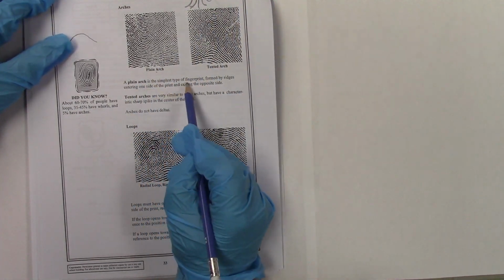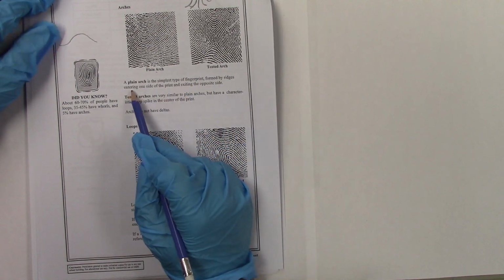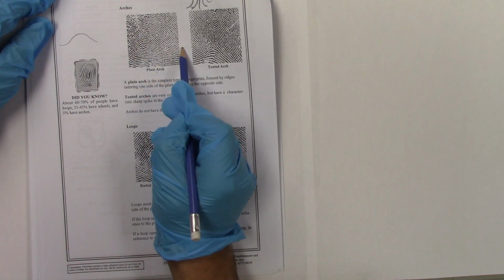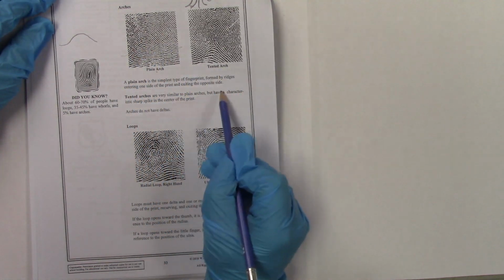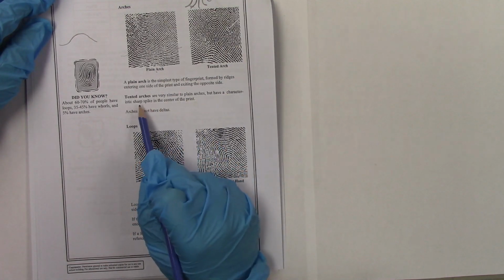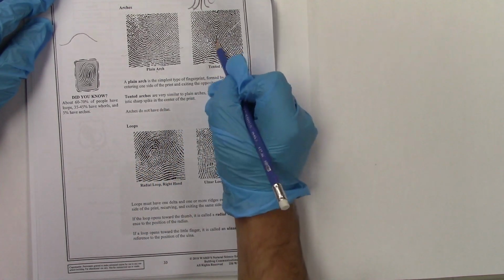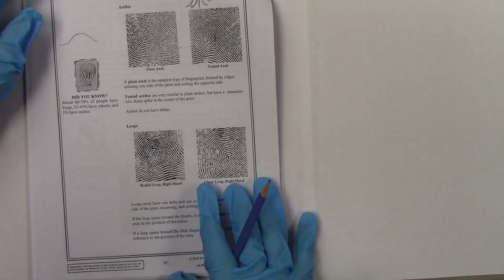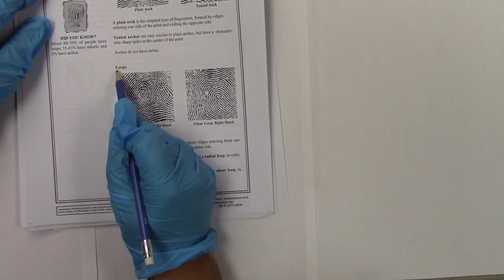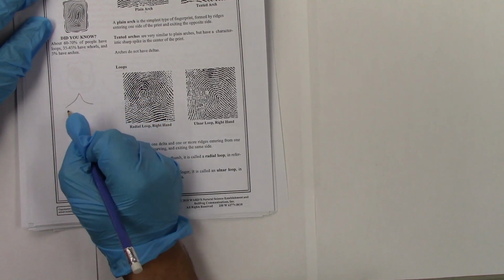A plain arch is the simplest type of fingerprint formed by ridges entering one side of the print and exiting the opposite. They enter one side, they exit the opposite, and they have a slight bump in them, right? Tented arches are very similar to plain arches, but they have a characteristic spike in the center. There's the spike. Arches do not have deltas. Deltas are these things that are coming up in loops. Deltas are like triangular areas within a print.